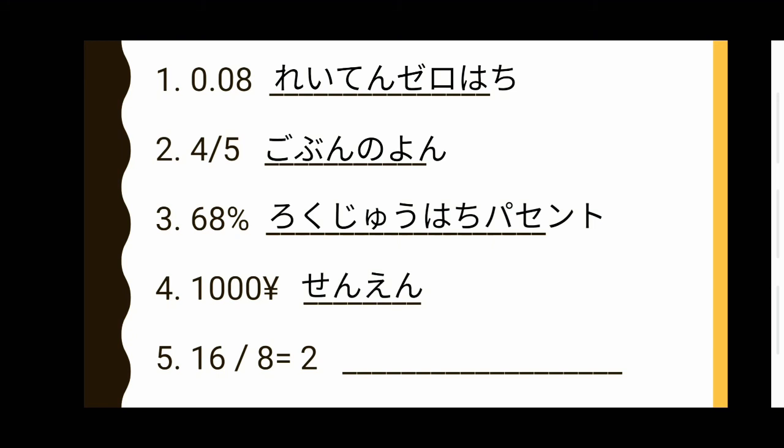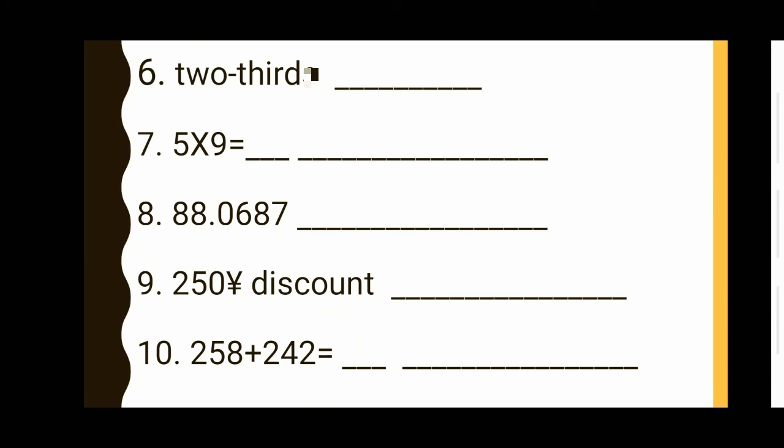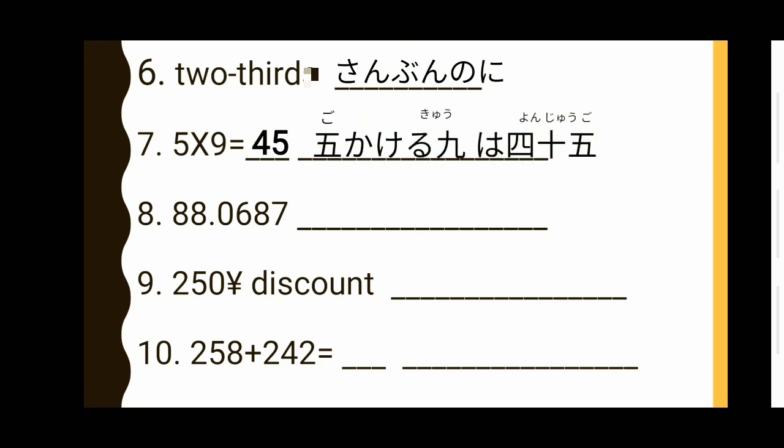Dali lang, di ba? Gobang, we have 16 divided by 8 is equals to 2. Nihongo, 16/8 wa 2. Next, rokubang. We have 2/3. So, ito is fraction. 2/3. So, answer is, kotae wa sanbun no ni. Sige, nanabang 5 times 9. So, ito nga sabi ko sa inyo kanina. Kayo ang sasagot ng mathematical operation. So, the answer is 45. Nihongo, go kakeru kyu wa yonju go.